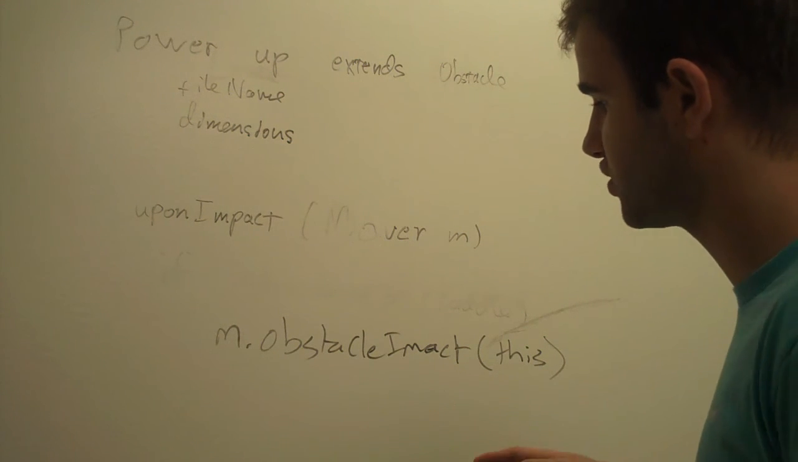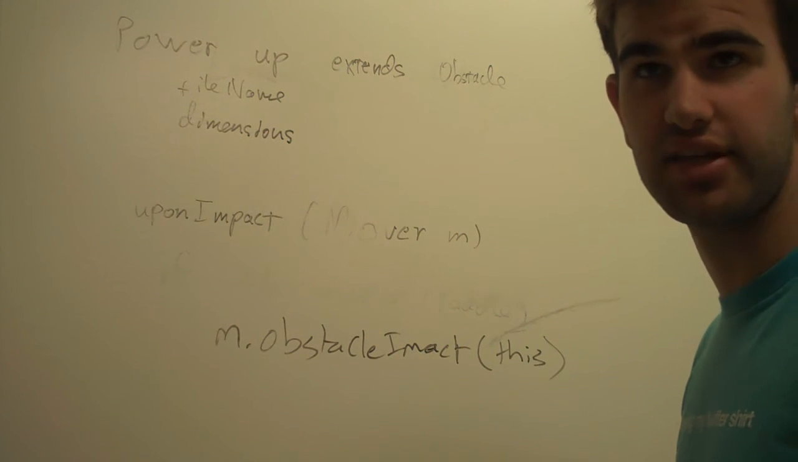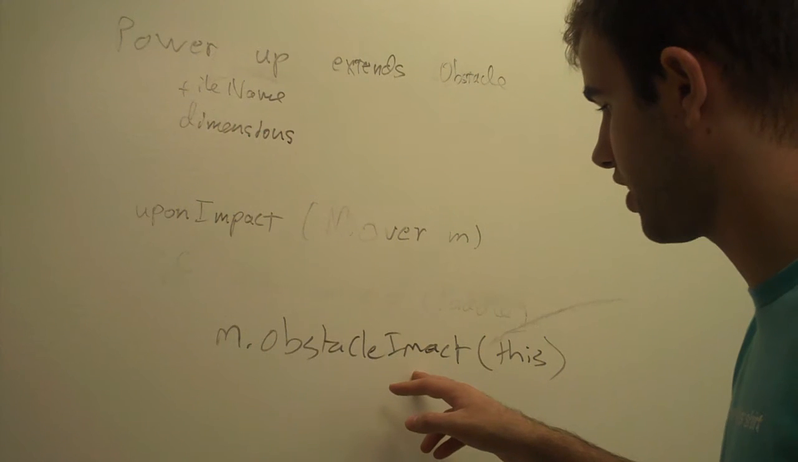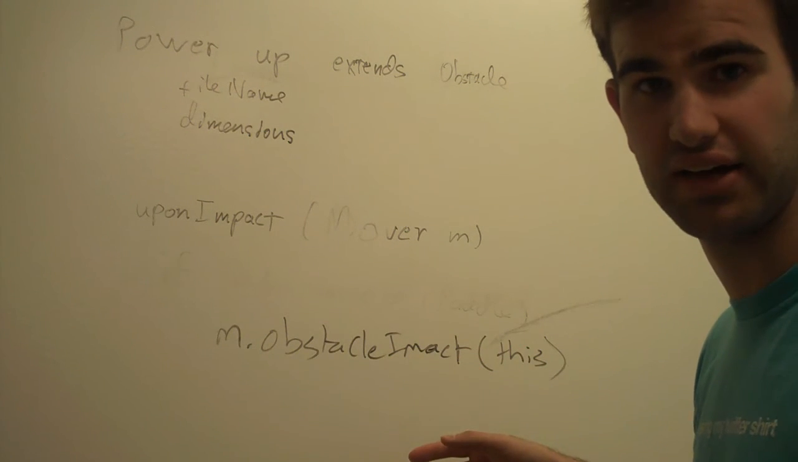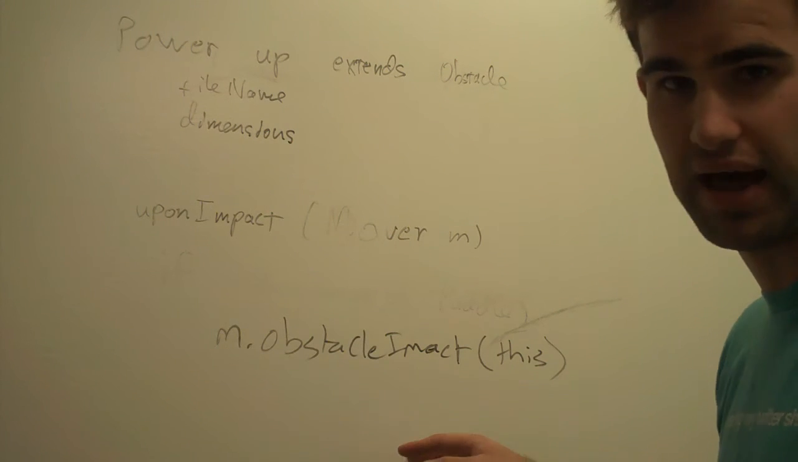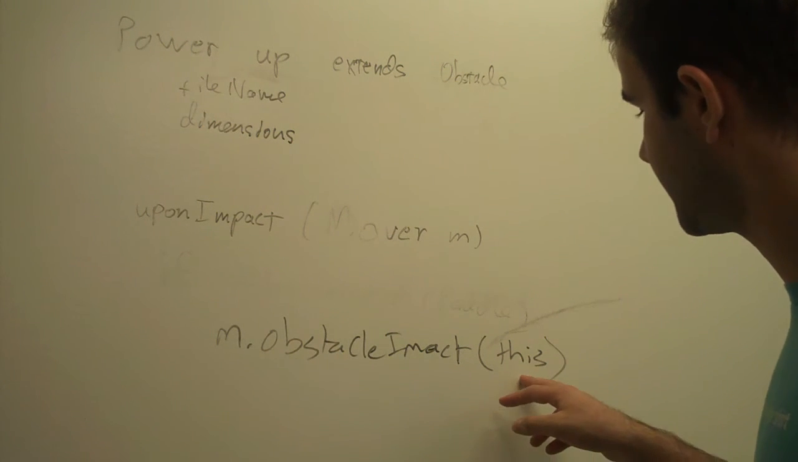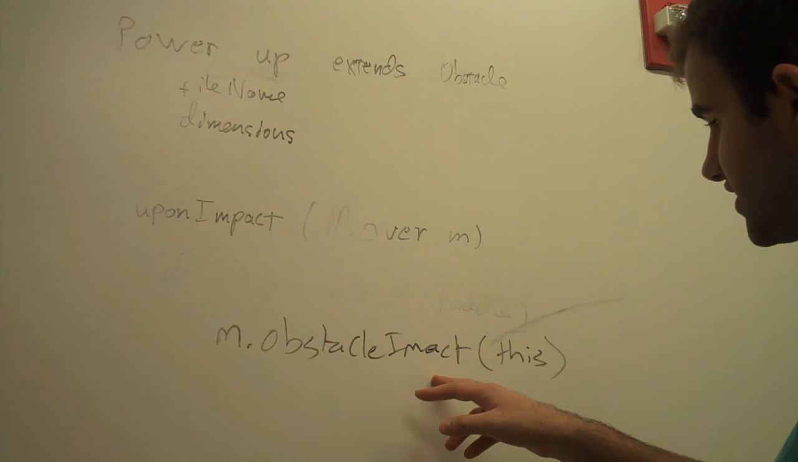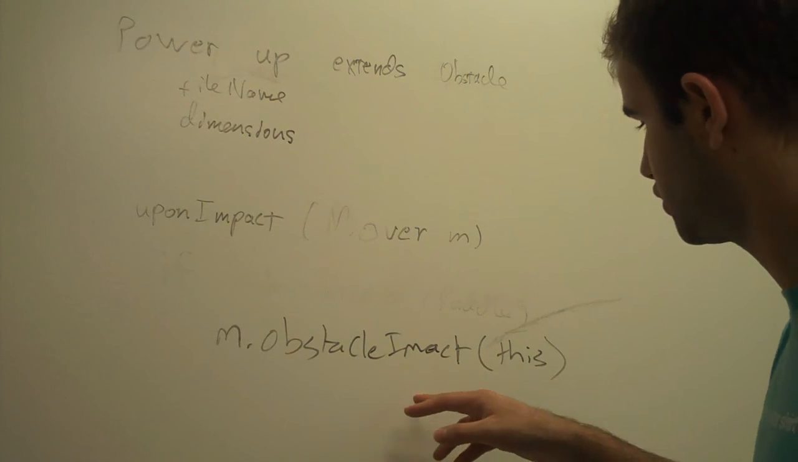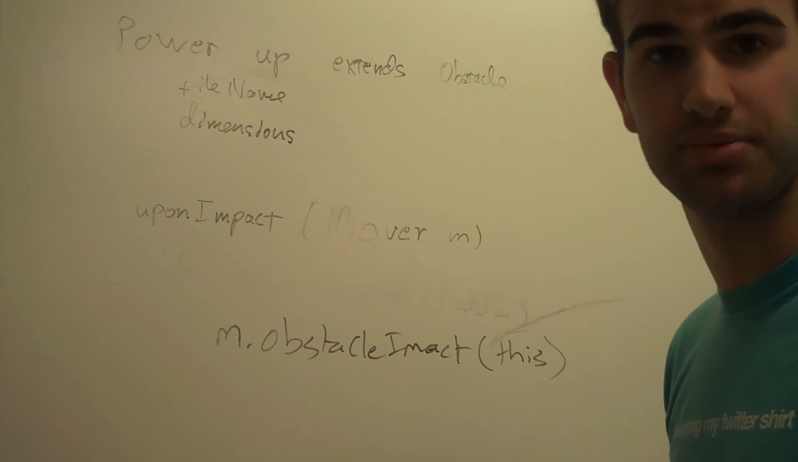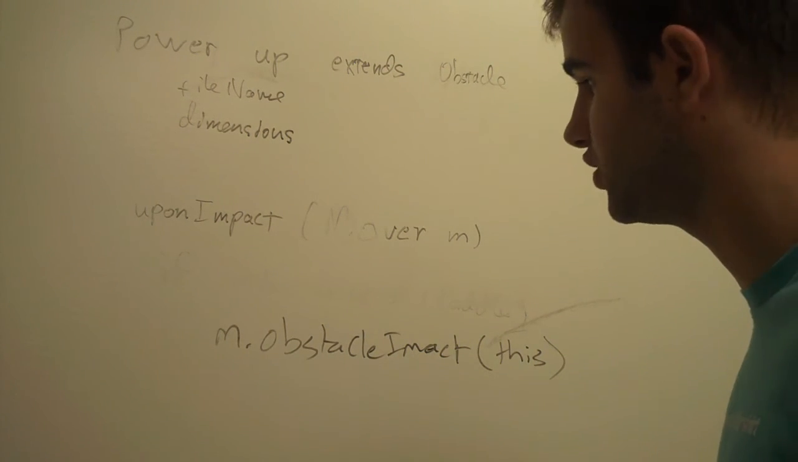So we're going to add a new method to the mover class called obstacleImpact, and we're going to make it abstract. So all movers are going to have to implement the obstacleImpact method. Essentially, what obstacleImpact is going to do is take in an obstacle and interact with that obstacle somehow. Upon impact, it's going to do certain things.